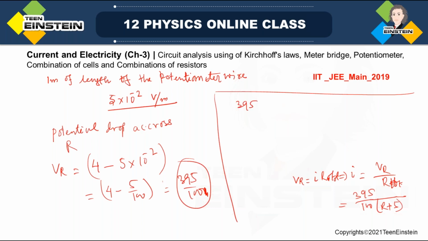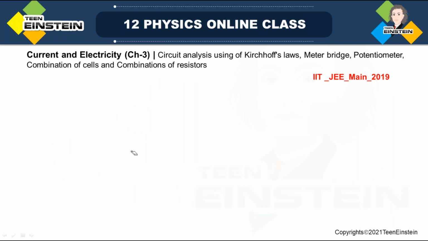So 395 by R, this is equal to 300. No, not this one. Anyway, I'll just pick up from here. Let me just tell you, V of R is equal to this much, that is fine.